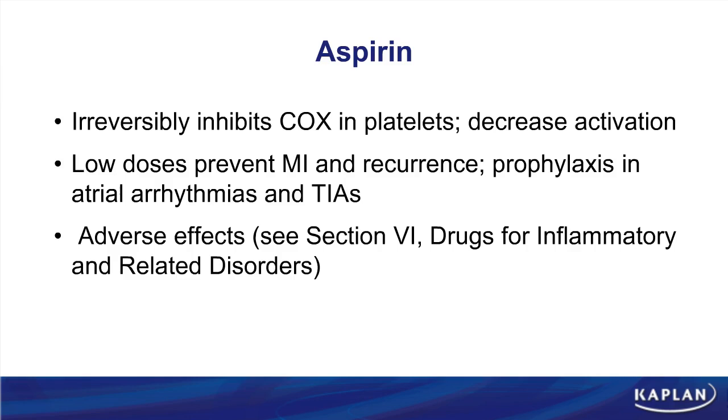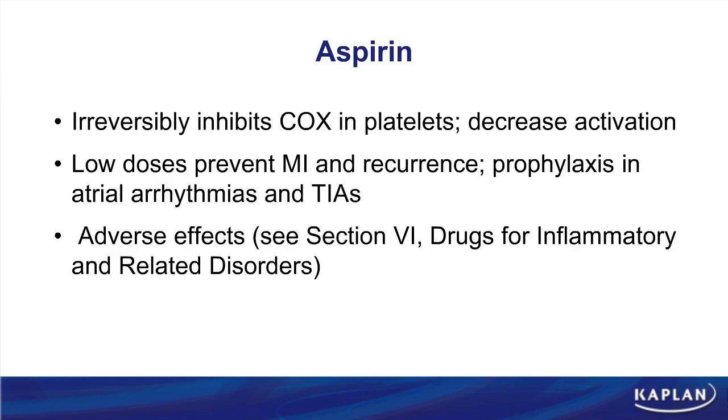As we covered in an earlier section, aspirin is going to irreversibly inhibit cyclooxygenase in platelets and basically inhibit the production of thromboxane A2 for the life of the platelet. Low doses of aspirin, what we call a baby aspirin, 81 milligrams, can prevent an MI and recurrence. It's also very important in the prophylaxis of atrial arrhythmias and in TIAs. But all of the other important properties of aspirin have been previously covered in Section 6.